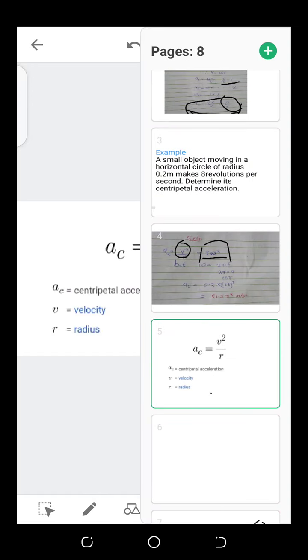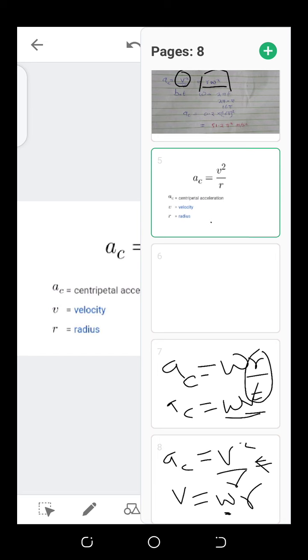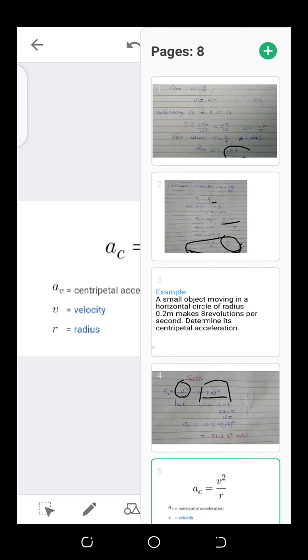So that is the one example I got. If there's any question again under centripetal acceleration, you are welcome and feel free to ask.